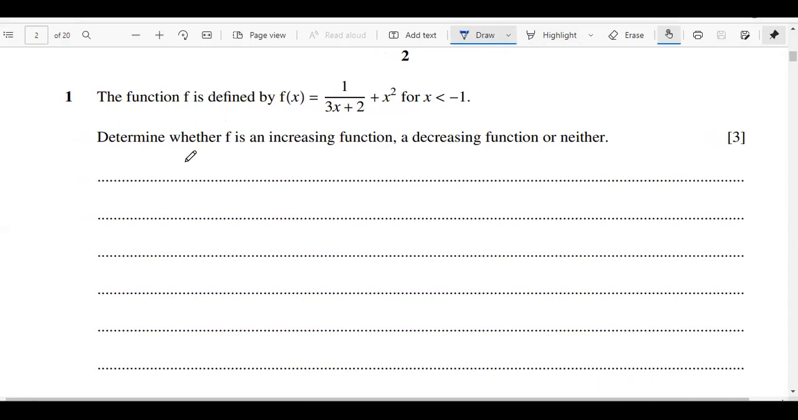The question says the function f is defined by f of x equals 1 over 3x plus 2 plus x squared for x less than minus 1. Determine whether f is an increasing function or decreasing function. Okay. Now we'll talk about the solution later.